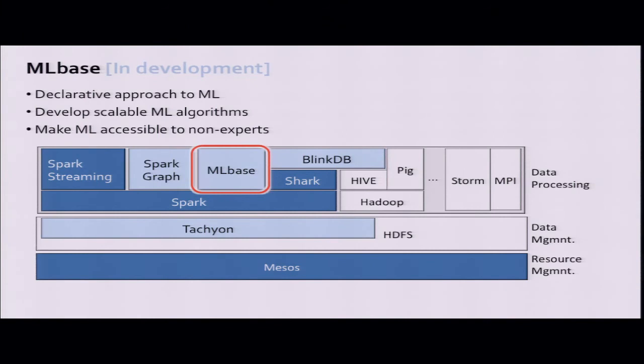Everything which is dark blue, we have released. It's in use in industry. The light blue are things which we are planning to release or are in development. However, Tachyon, we do have a developer release, and for Spark Graph and BlinkDB we are going to have the first releases in the June, July timeframe. MLbase might take a little bit longer, although we still hope to have a very basic release this summer.